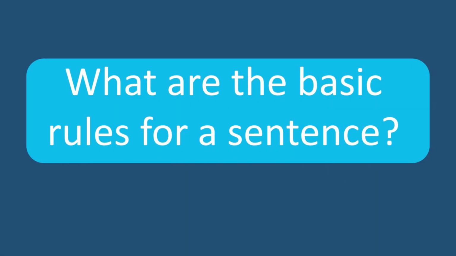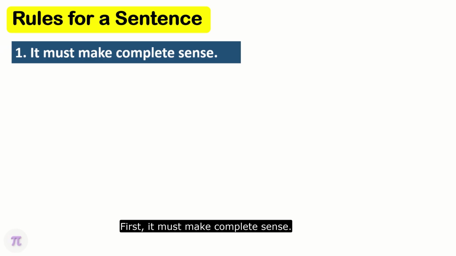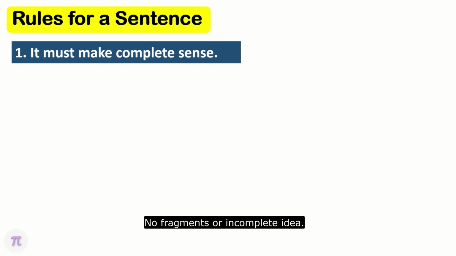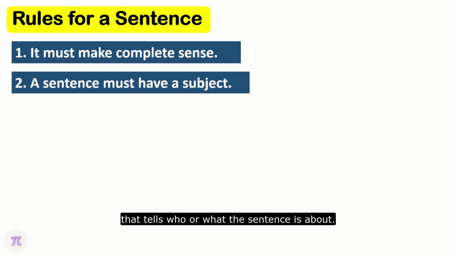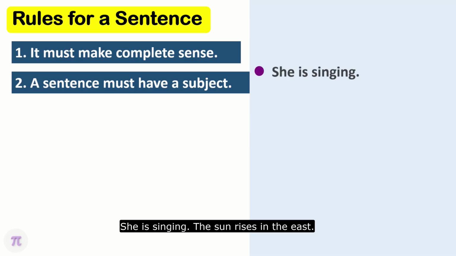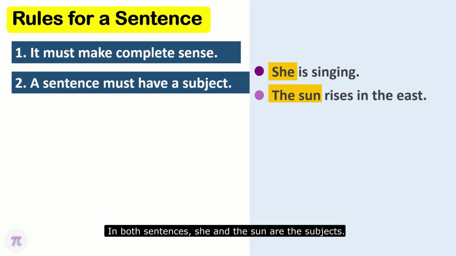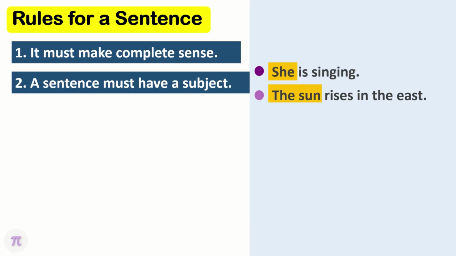What are the basic rules for a sentence? First, it must make complete sense. No fragments or incomplete ideas. Rule number 2. A sentence must have a subject that tells who or what the sentence is about. She is singing. The sun rises in the east. In both sentences, she and the sun are the subjects. The sentences are about them.